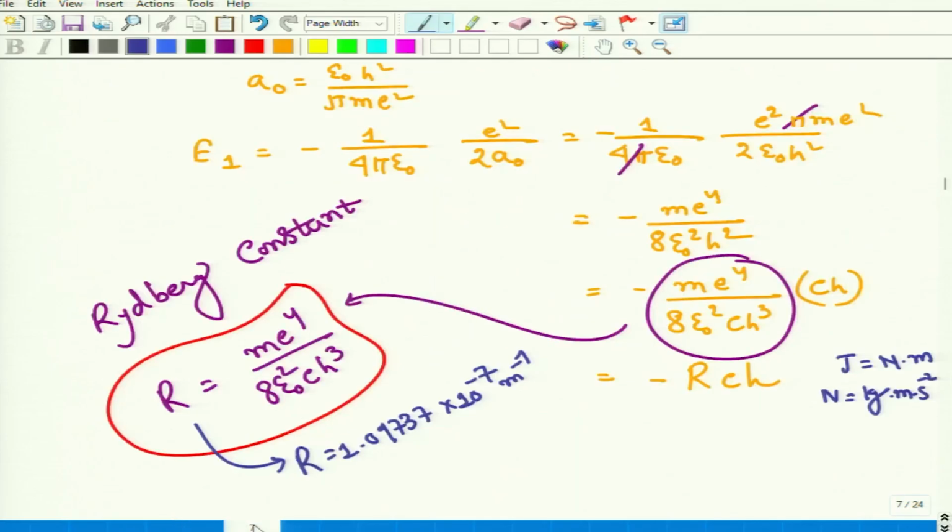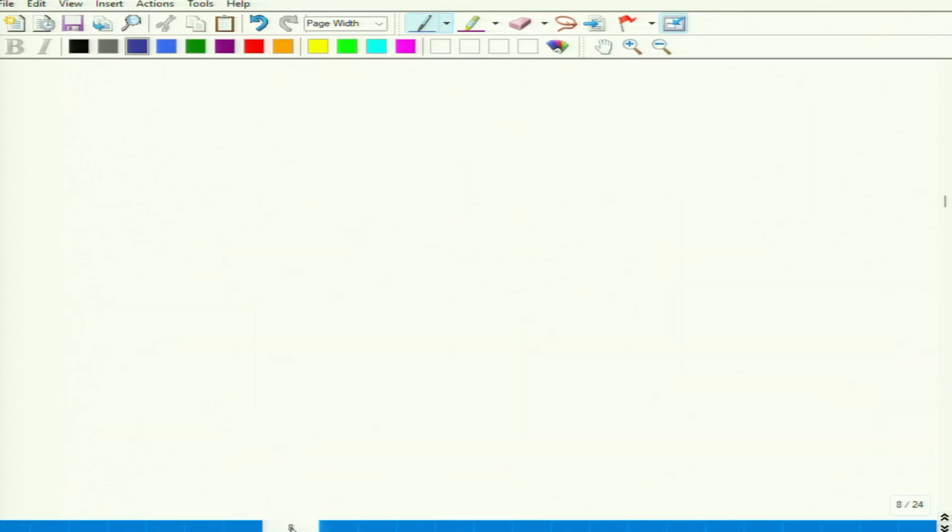Welcome back. So in the last part we discussed the radius of the electron in the nth orbit, and then we discussed the energy of the electron in the nth orbit. We also evaluated the form of the Rydberg constant, R. You have to remember this. There are three things we have to remember.